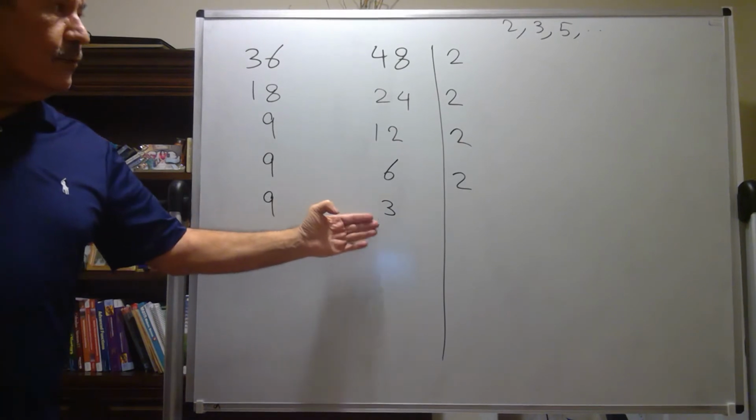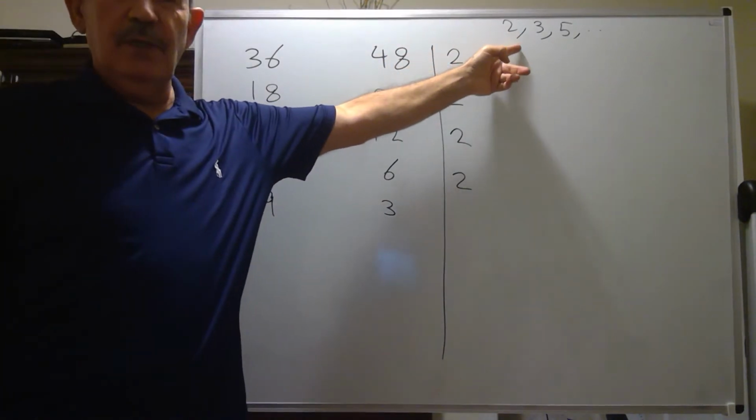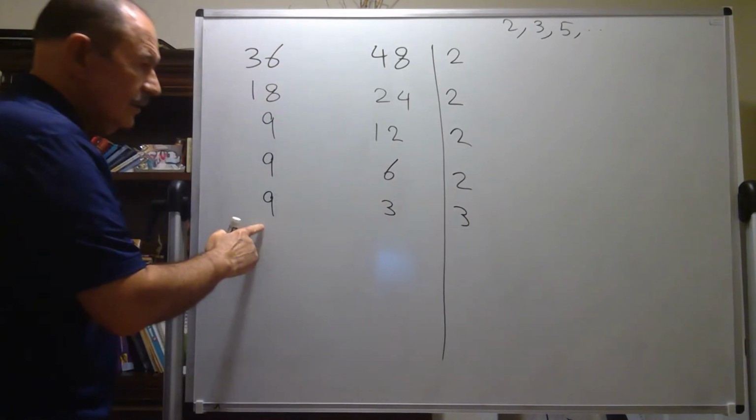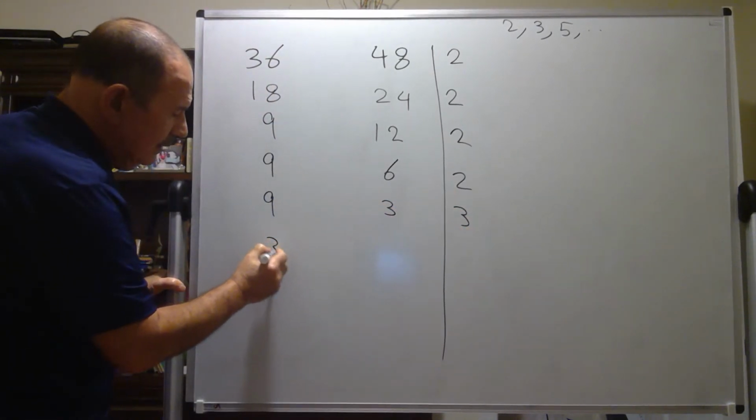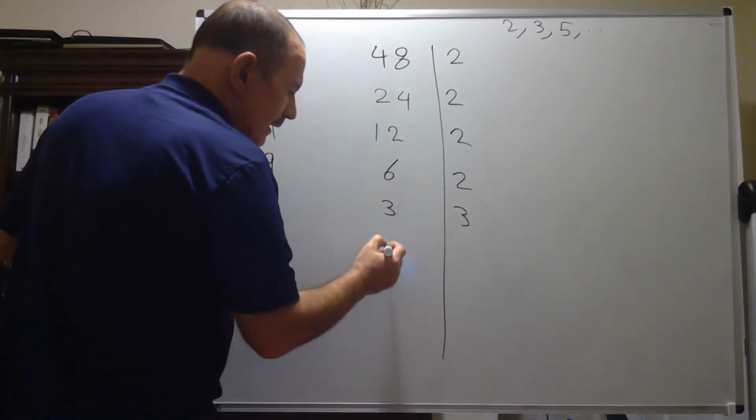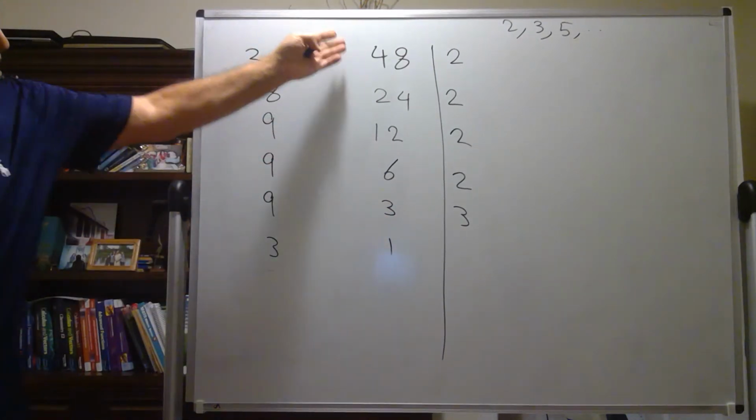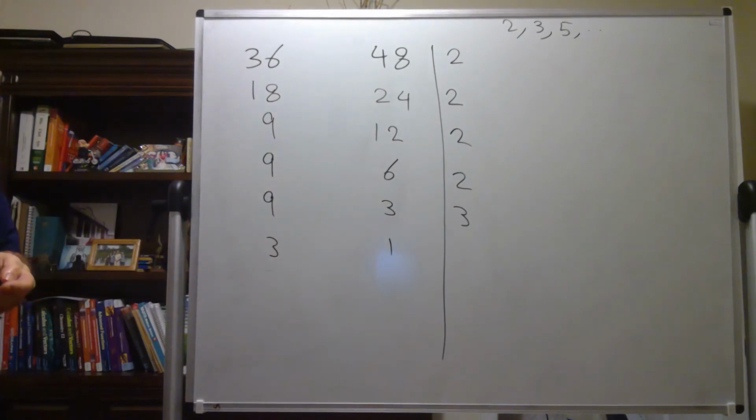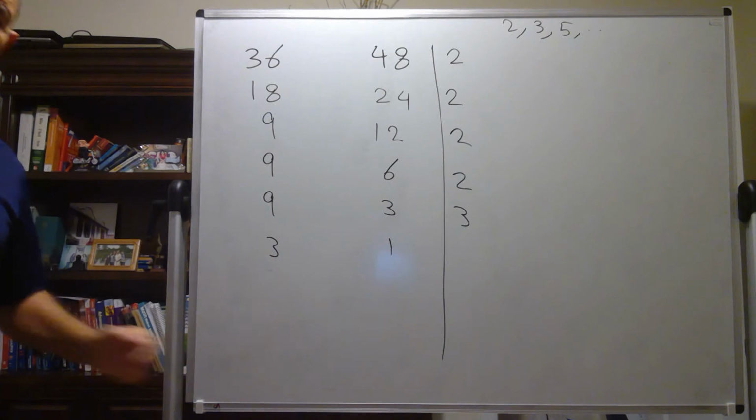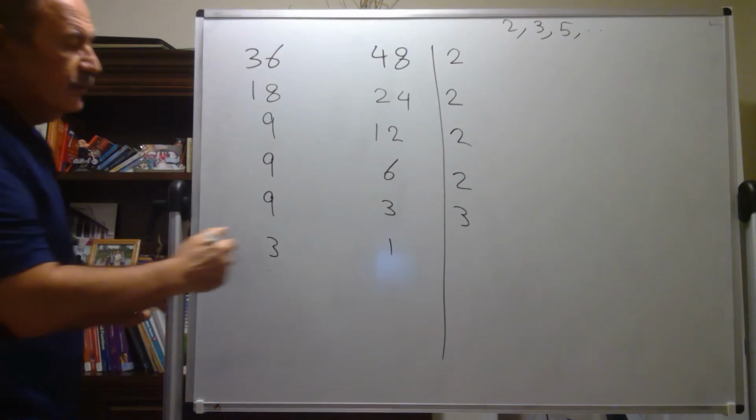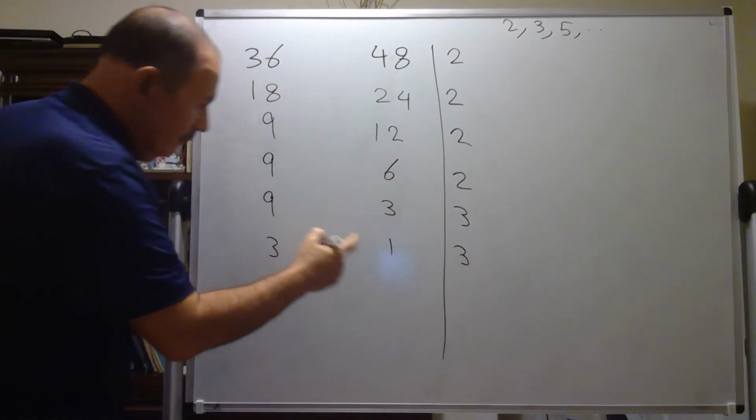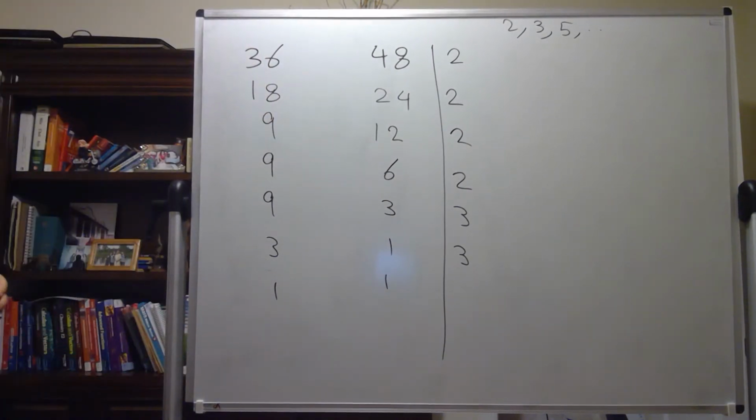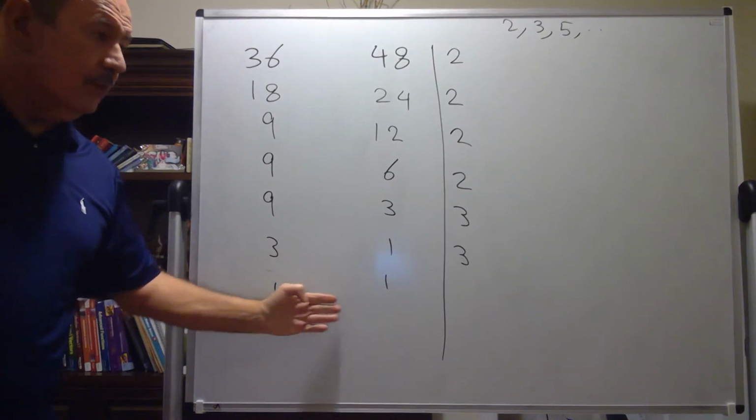None of them go to 2, so go to the next prime number, which is 3. Both of them are divisible by 3. 9 divided by 3 is 3. 3 divided by 3 is 1. This column is 1, so we are done with this column, but we should continue with the other one until all of the columns end up at 1. Again, 3 is divisible by 3. 3 by 3 is 1. This one is already 1, just drop it down. Both columns end up at 1.